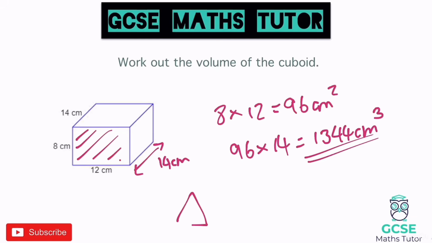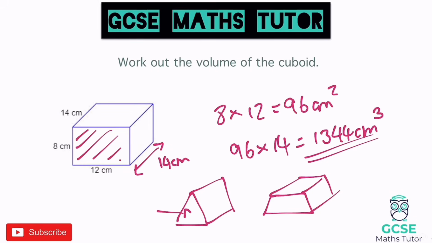If you imagine, sometimes we have these triangular prisms, and sometimes we could even have a trapezium face prism there. Okay, anything with that constant cross section, you always work out the area of this front face to start with, the cross section, and times it by the distance it goes back.